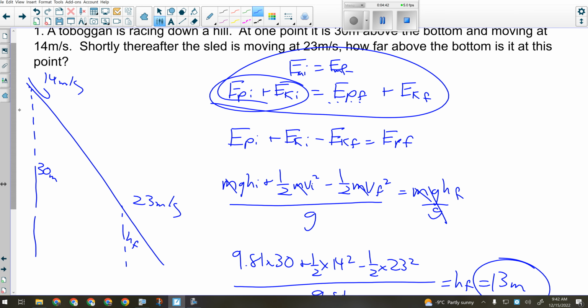In a problem like this, we have a certain amount of energy at one point, and we have that same amount of energy later. Mathematically, that's E initial equals E final. But we have to understand that what it means is energy can't be created and it can't be destroyed. If I want something to go faster, I've got to convert some form of energy into kinetic in order to get more kinetic. In this case, we're converting potential into kinetic, because as we go down the hill, we have less potential, more kinetic, that's why we go faster.